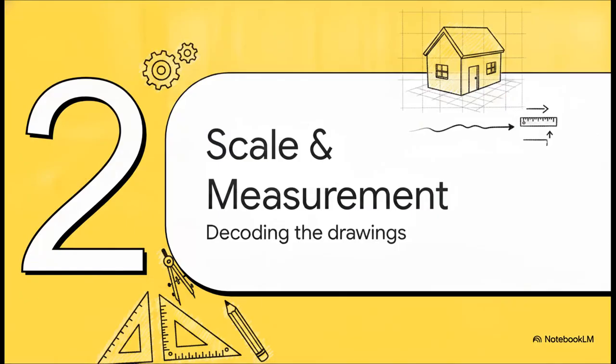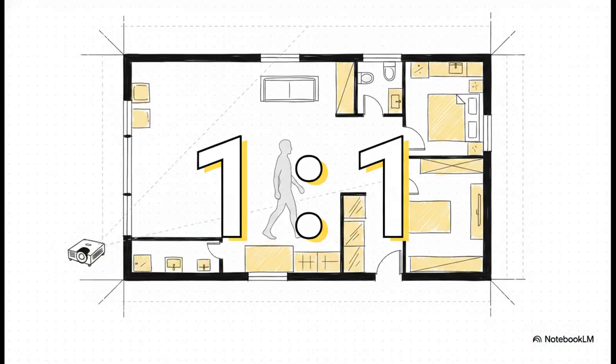Section 2. Decoding scale and measurement. Let's decode these drawings. Now, obviously, you can't just draw a 20-meter-long house at its actual size on a standard piece of paper, right? But what's really interesting here is the whole concept of a 1-to-1 scale. In your course materials, there's actually a shout-out to this awesome YouTube video by a company called Vision 1. They took a floor plan and digitally projected it right onto the ground at real-world scale, a perfect 1-to-1 ratio.